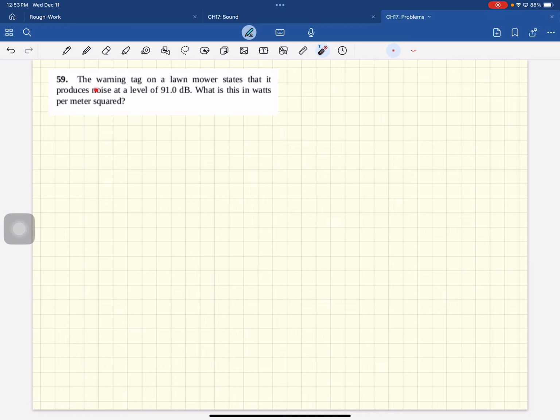Okay, this problem says the warning tag on a lawnmower states that it produces a noise at a level of 91 decibels. What is this in watts per meter squared? Okay, so they give you the sound level in decibels and they want you to find the intensity of the sound. If you check your notes, the two are related like this, log I over I naught. This is the intensity and that's the sound level in decibels. I naught is the threshold of hearing, and that's a constant. For humans, I naught is 10 to the minus 12 watts per meter squared.